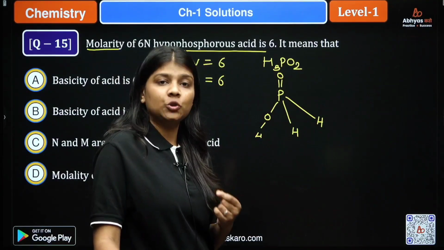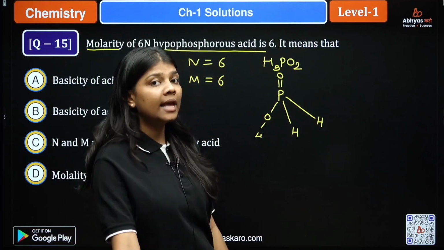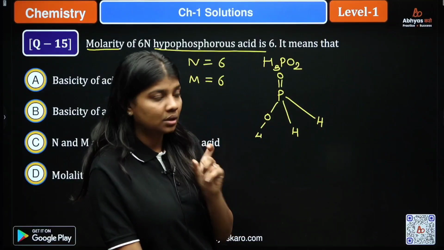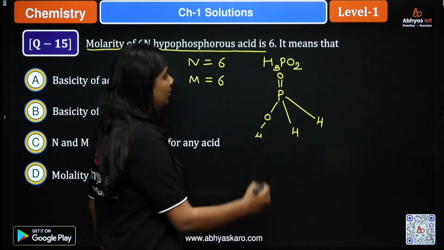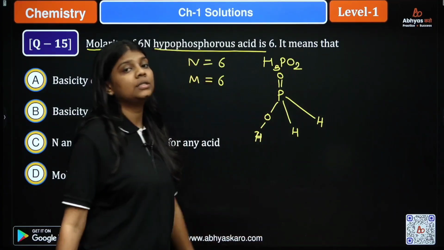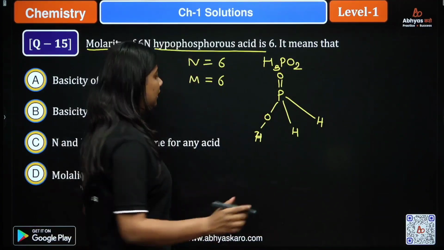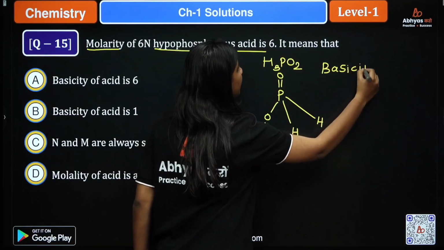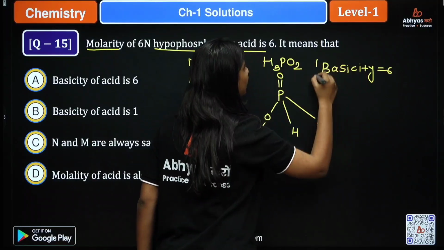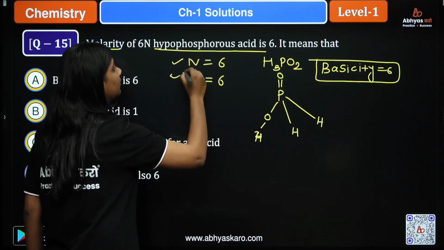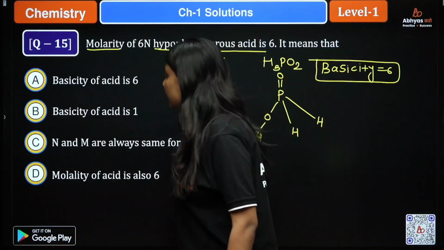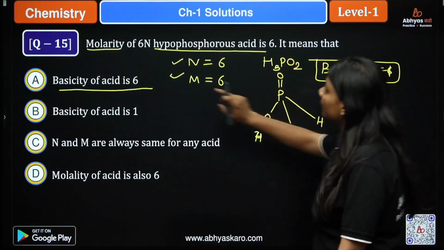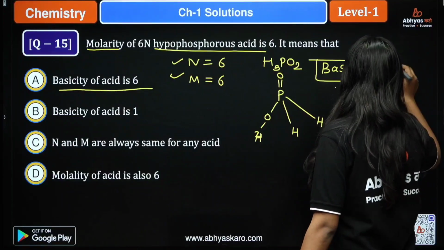As we know, for any acid, the basicity, or we can say N factor, is the number of replaceable H plus. As you can see, how many replaceable H plus are present here? I am using the word replaceable, not total hydrogen. So here, the hydrogen which is directly attached to oxygen will be replaced only. So the N factor, or basicity, for this given acid is 1, and then only both terms will be the same. Okay, so let's see the options. Basicity of acid is 6? No, basicity is 1 only. My bad. Basicity is 1 because N factor is 1.